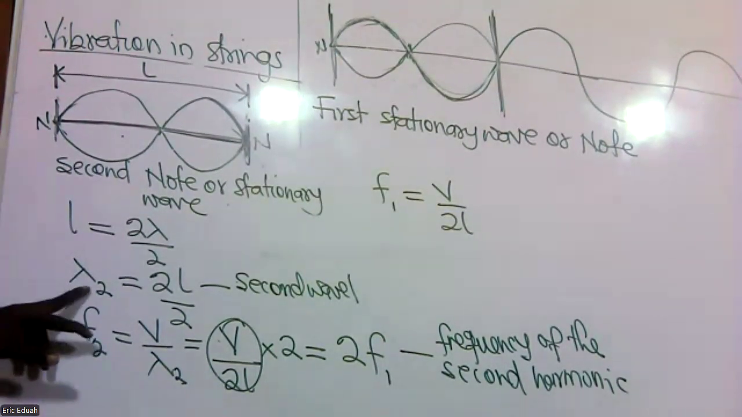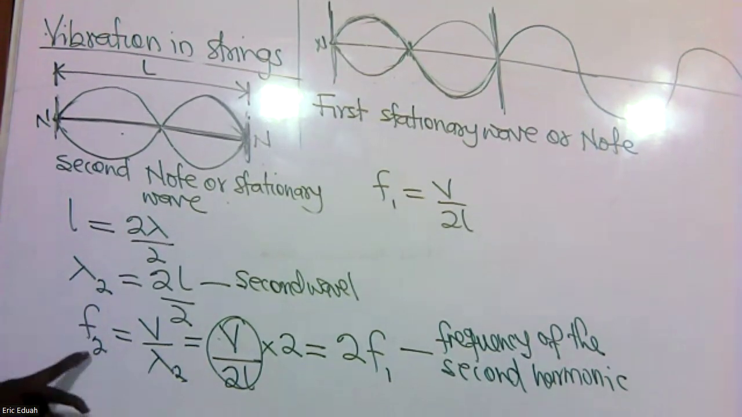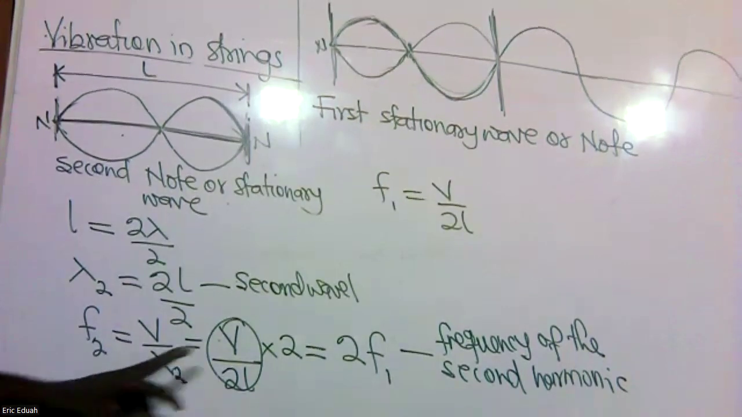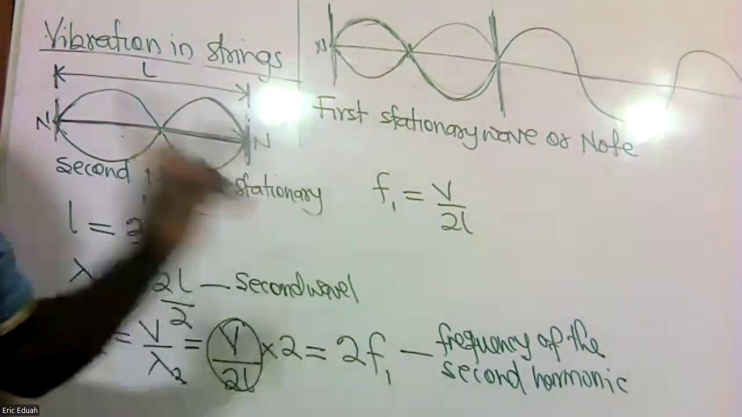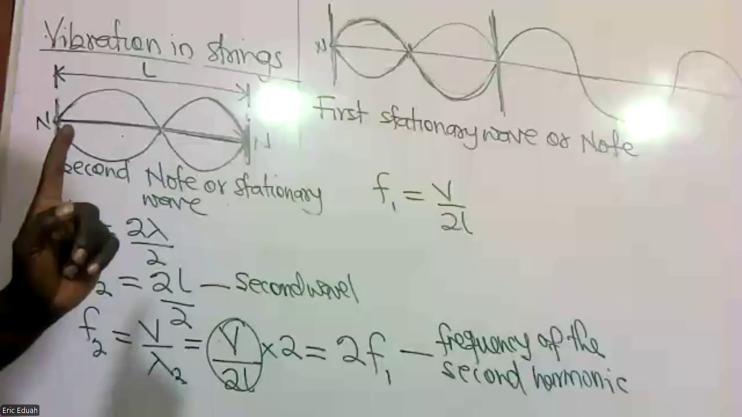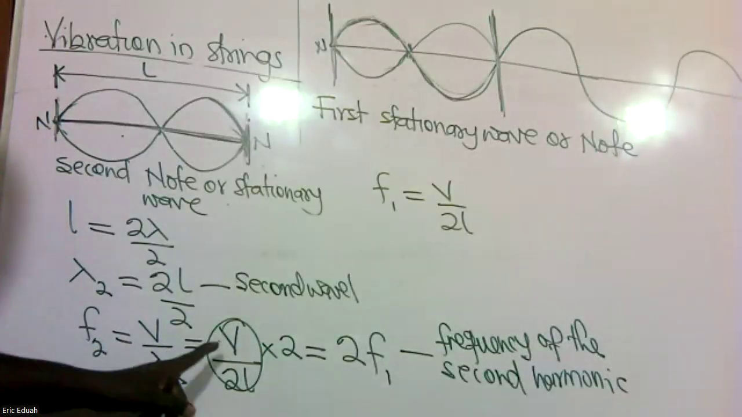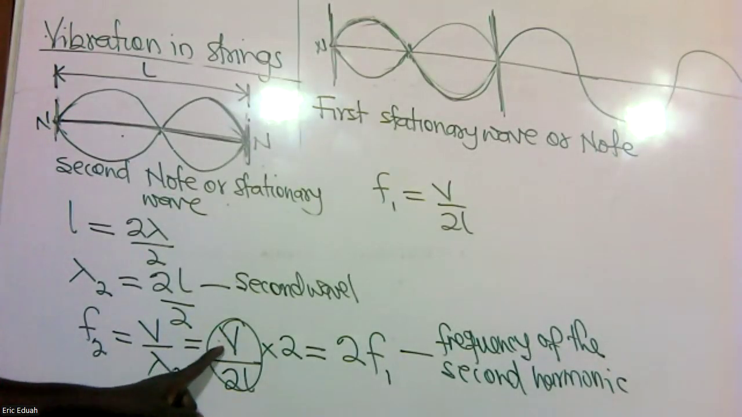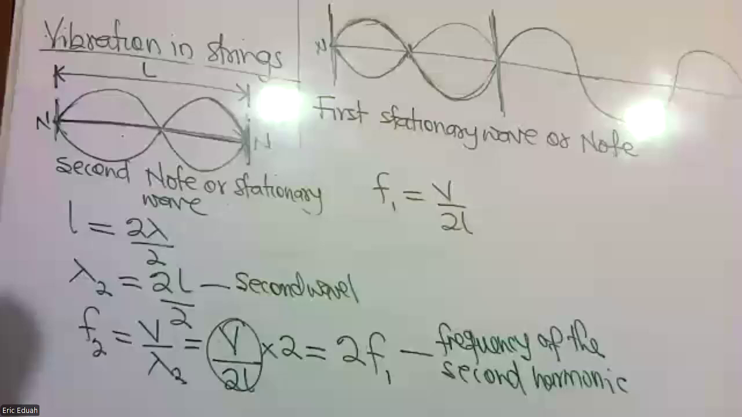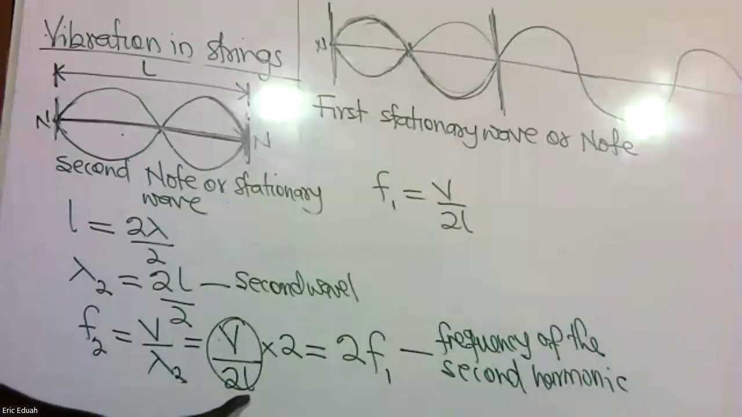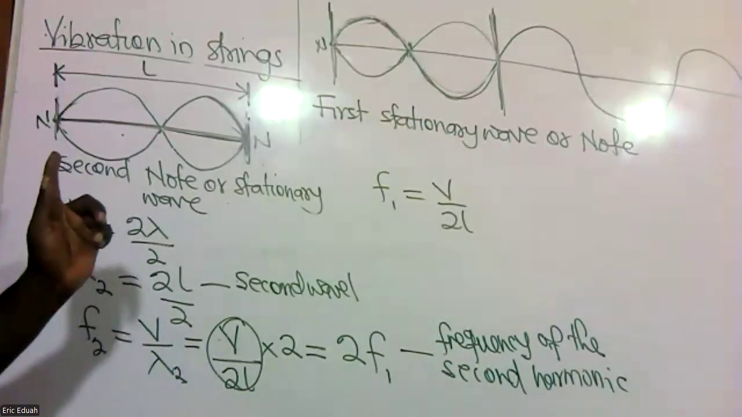Okay, so this is the second wavelength, and F2 is the frequency of the second harmonic or second frequency. I said V is equal to the velocity of sound in air, and L is equal to the length of the string. Take note.